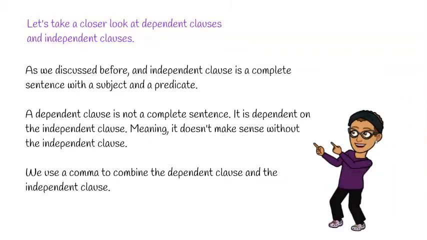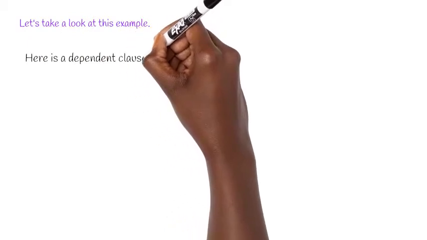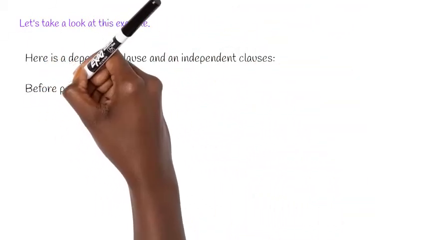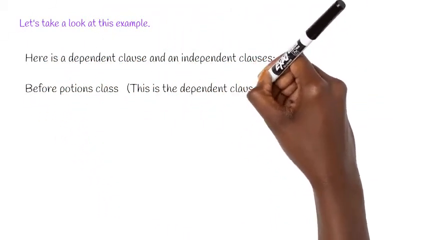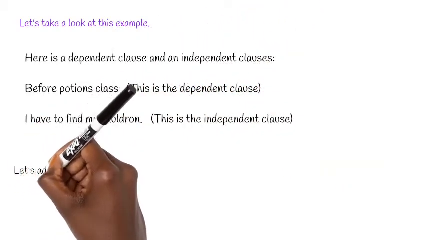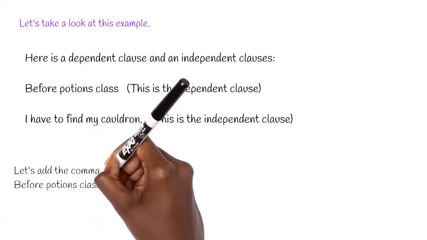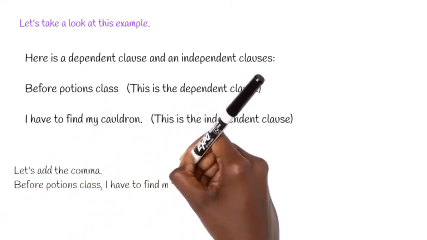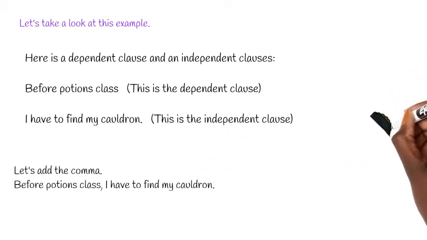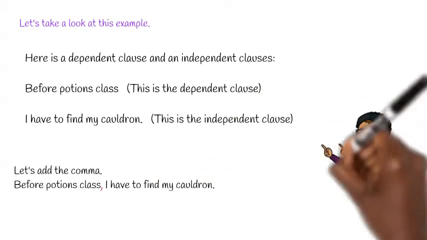Let's take a look at this example. Here is a dependent clause and an independent clause. Before potions class, this is the dependent clause. I have to find my cauldron. This is the independent clause. Let's add the comma. Before potions class, comma, I have to find my cauldron. The comma puts the 2 clauses together into a sentence.